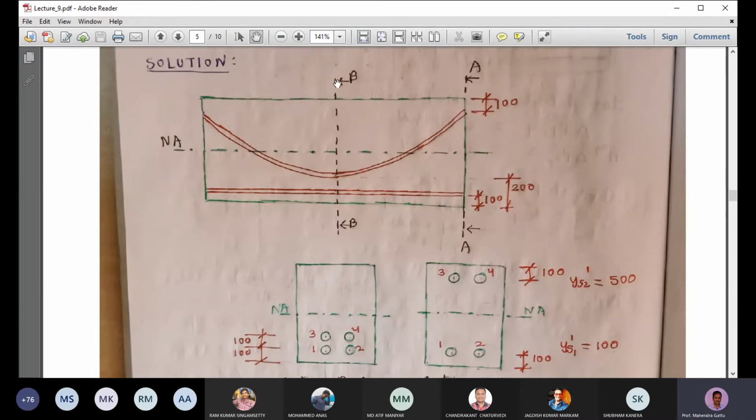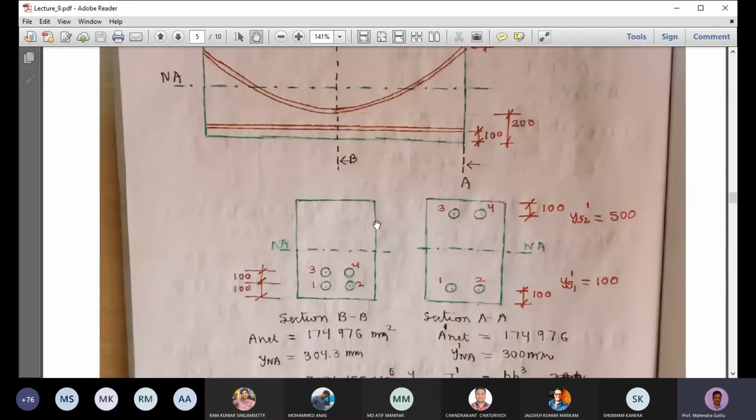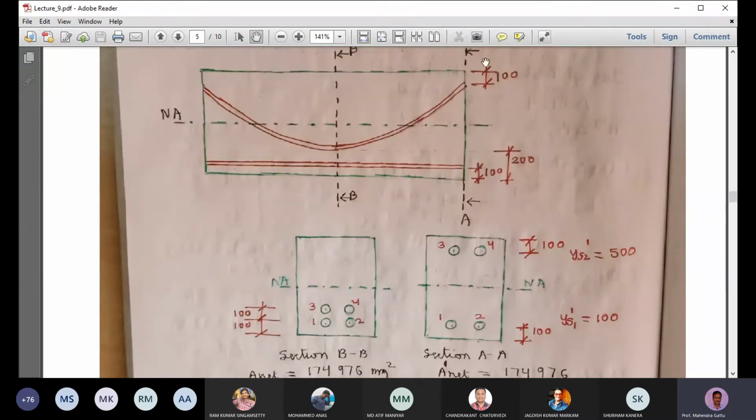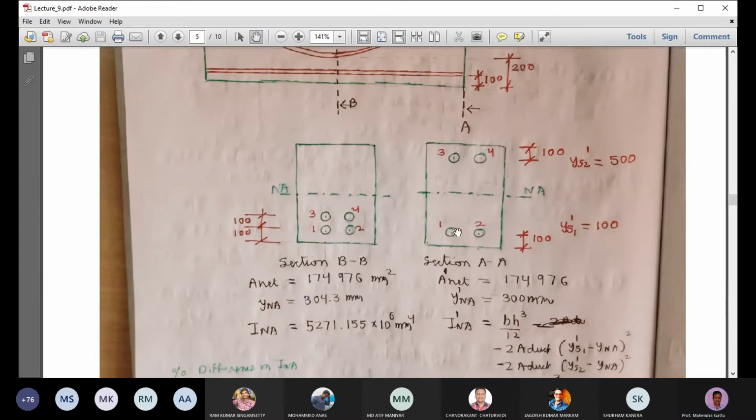We can cut a section here at the midspan and look at that section. We have those 4 cables, 1, 2, 3, 4. 1 and 2 are located 100 millimeters from the bottom, 3 and 4 are 200 millimeters from the bottom. And at the end span, the cross section will look something like this. 1 and 2 are at the same location, 100 millimeters from the bottom, and 3 and 4 are at 100 millimeters from the top. So we can find out the level of steel 3 and steel 4 in the end cross section.